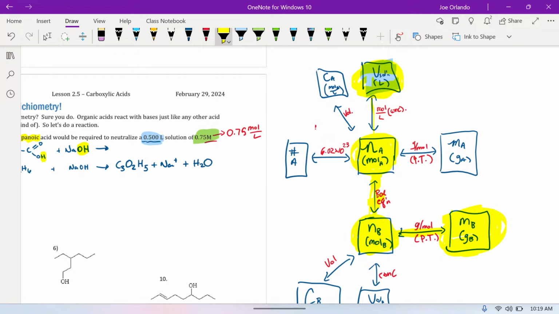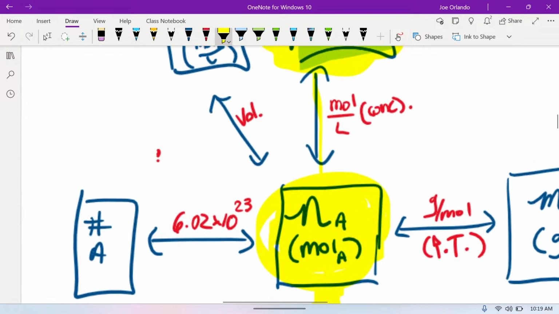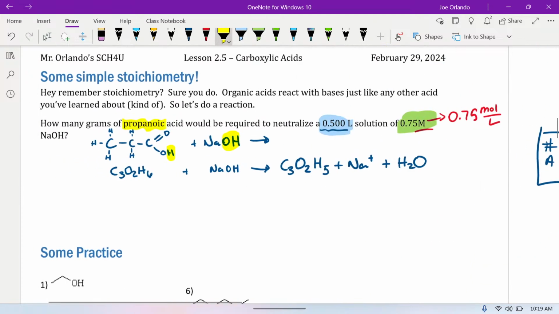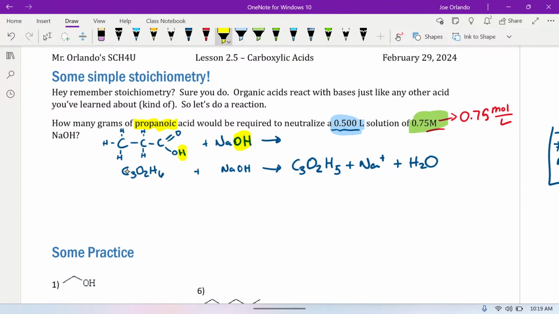How do I go from liters of solution to moles of that stuff? What do I need to know? Do I know that? Yeah. Beautiful. And then to go from moles of one thing to moles of something else, what do I need? Balanced equation. Is this a balanced equation? Does it work? Yep. Does one of those react with one of those to give us water? Yeah, this has 1 hydrogen that it can give away. This has 1 OH. So we're good. We've got a balanced equation.